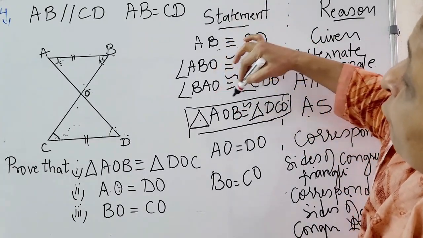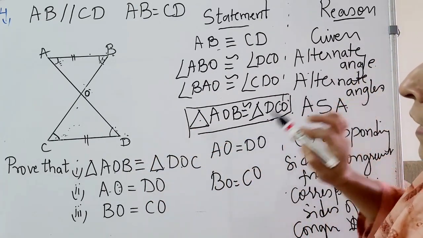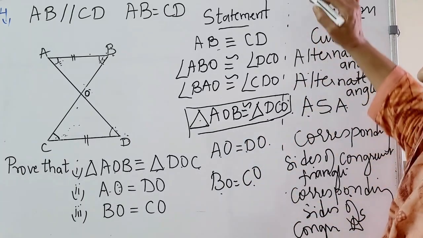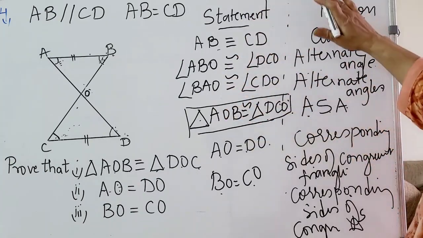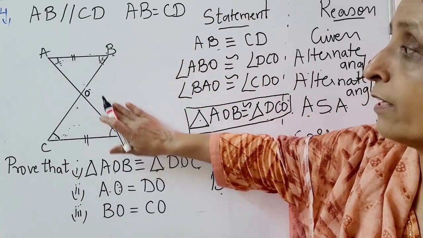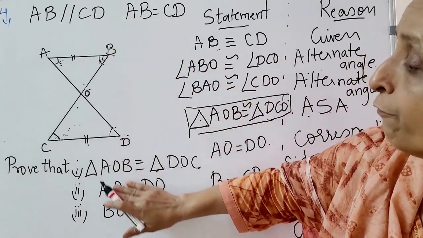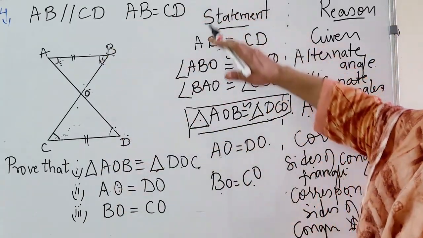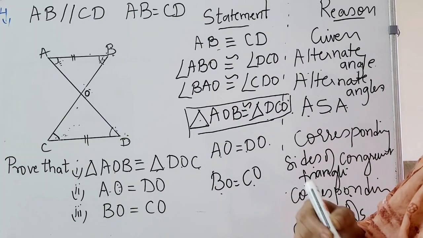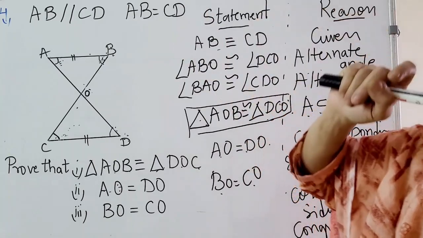So now you have proved that triangle AOB is congruent to triangle DOC, and you have proved the sides are equal. This is how you write the statement and write the reason for it to prove that these triangles are congruent, the sides are congruent. Whatever is given is given. Whatever you have to prove, you prove by making the statement and writing the reasons. And you should know the concept of parallel lines and the congruence of triangles.